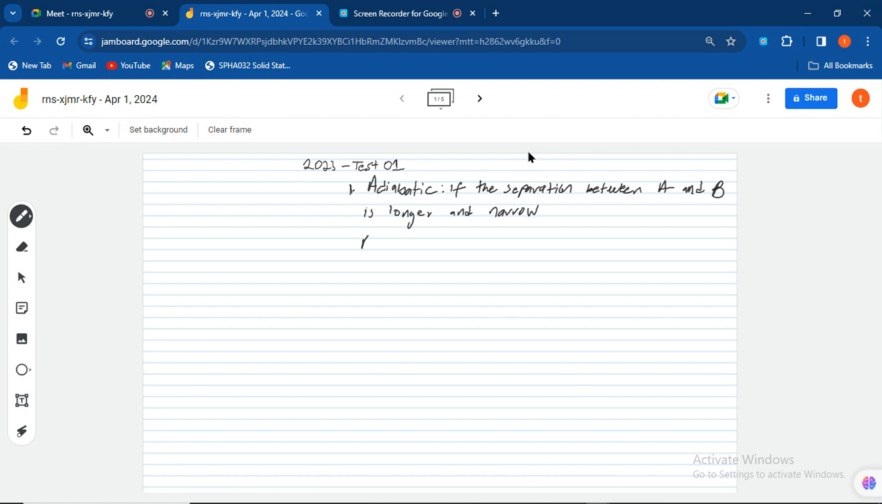Or we say diathermal, if the separation between A and B is short and wide.